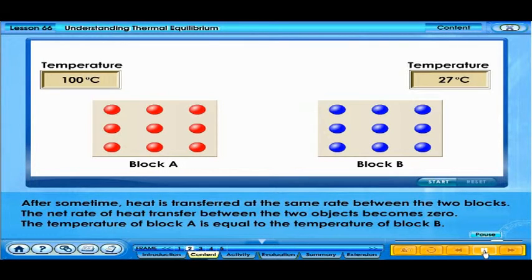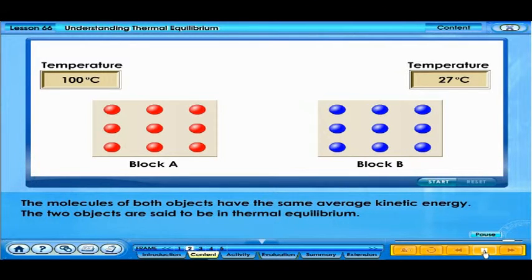The temperature of Block A is equal to the temperature of Block B. The molecules of both objects have the same average kinetic energy. The two objects are said to be in thermal equilibrium.